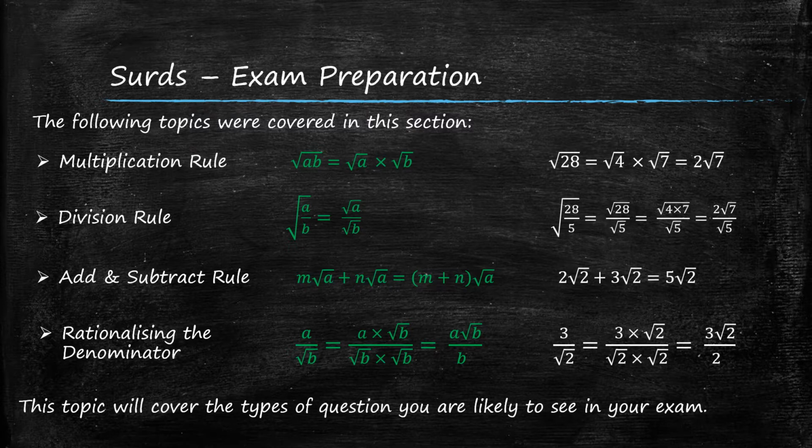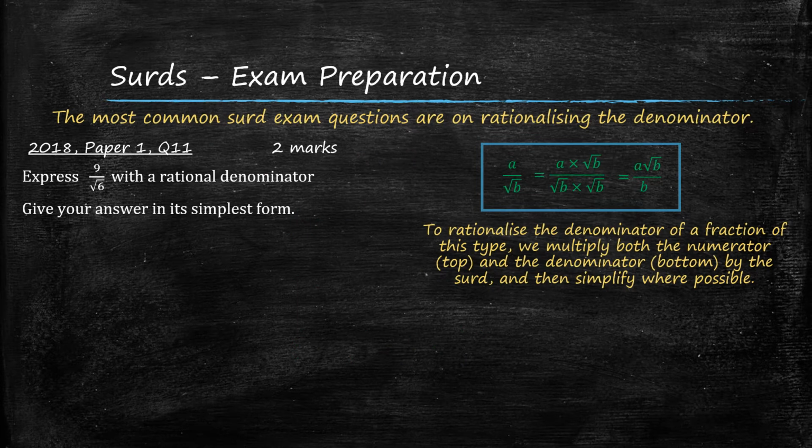This topic will now cover the types of question you are likely to see in your exam, and the most common type of question you're going to see in your exam is a rationalizing the denominator question. As stated, the most common surd exam questions are on rationalizing the denominator. In 2018, paper 1, question 11, for 2 marks, we're asked to express 9 over root 6 with a rational denominator. We're asked to give an answer in its simplest form.